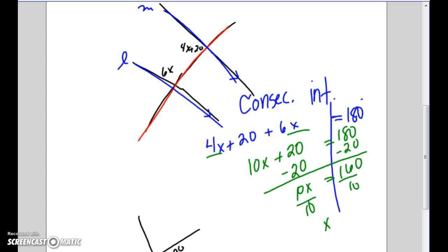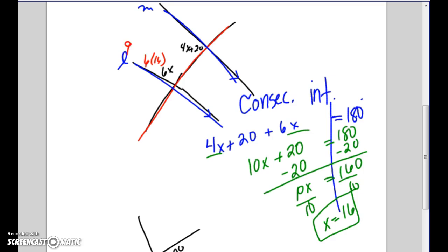Am I finished? No, because it just asks for x. Good. That is just the final answer. But, again, I just want to prove to you that we're doing this right and why we're doing it. So if I plug in that x is 16, what is 6 times 16? 96.